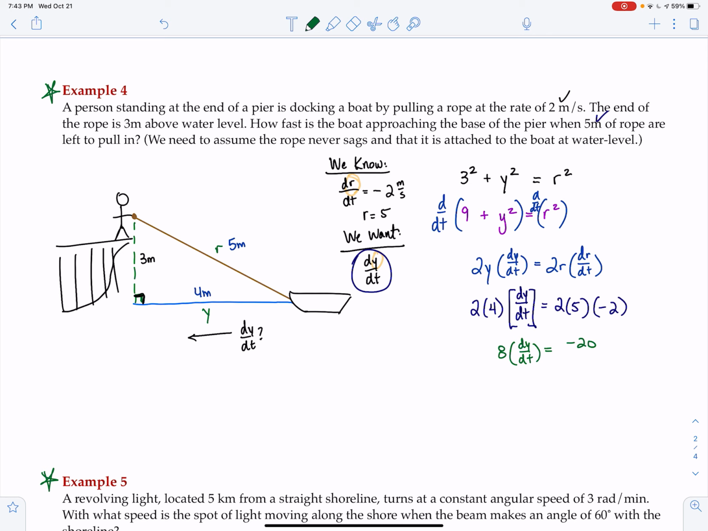And then when we divide by 8, dy dt is equal to -20 over 8, which is the same as -5 over 2, which is the same as -2.5 meters per second. And that means the rate of the distance of the boat from the dock is decreasing at a rate of 2.5 meters per second.